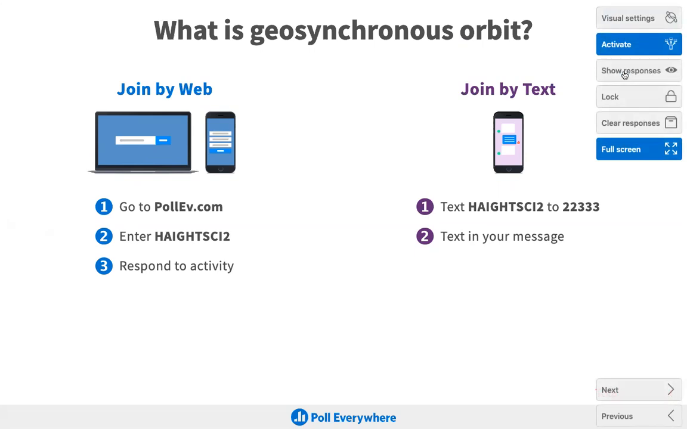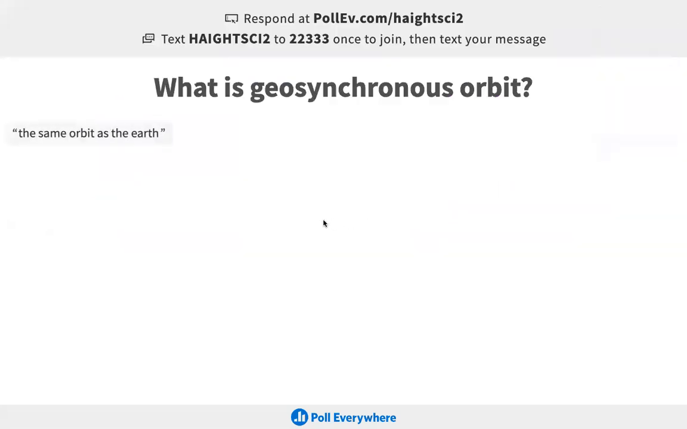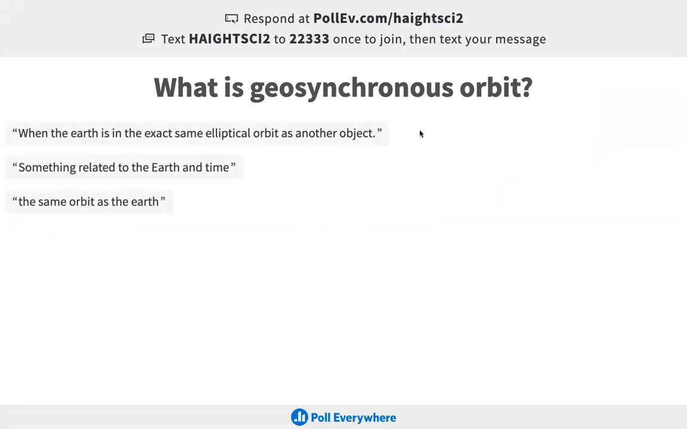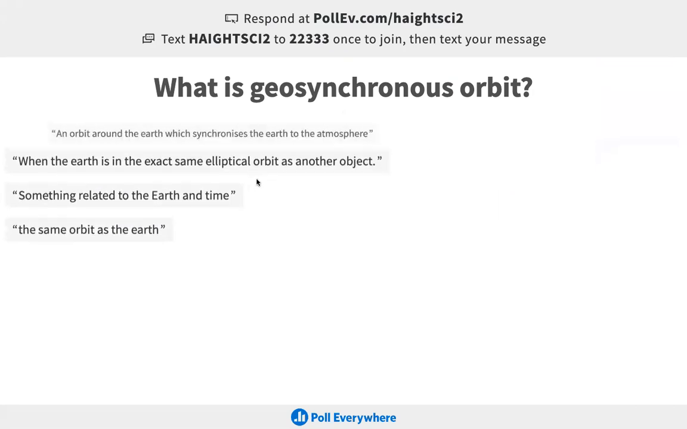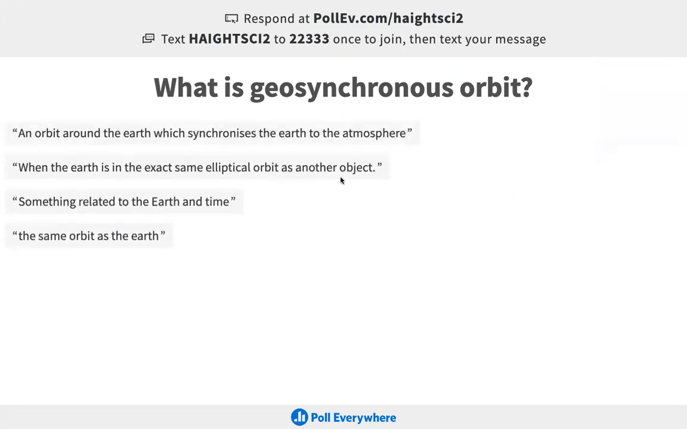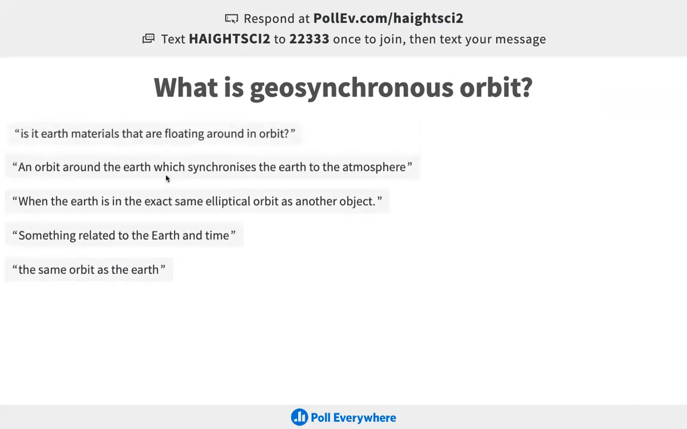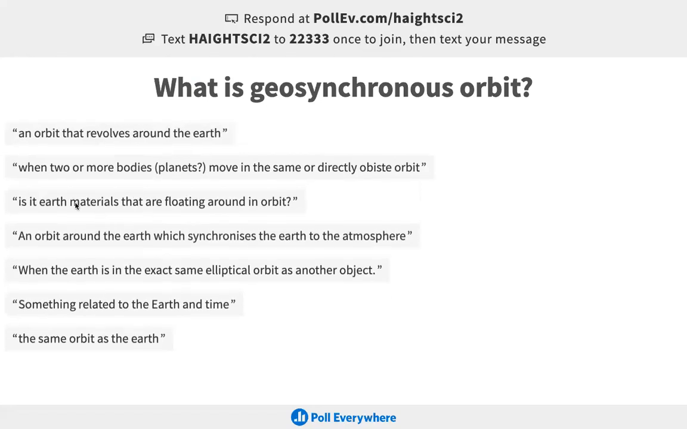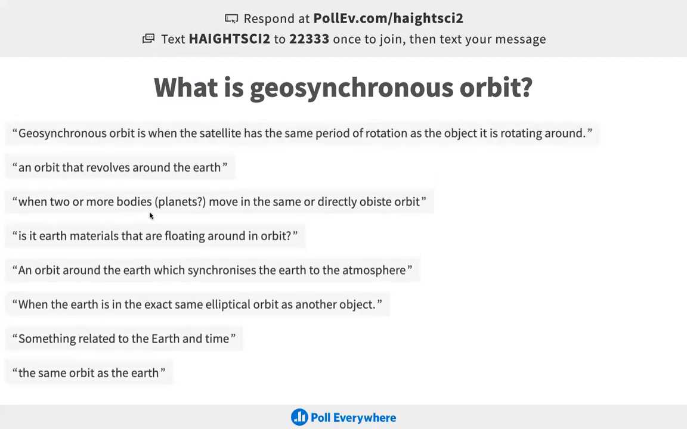All right, let's take a look. Same orbit as Earth, something related to the Earth and time. We think of synchronous as relating to time. Exact same elliptical orbit as another object. All right. Earth materials that are floating around in orbit. Yes, there are definitely satellites that humans have launched that relate to that.